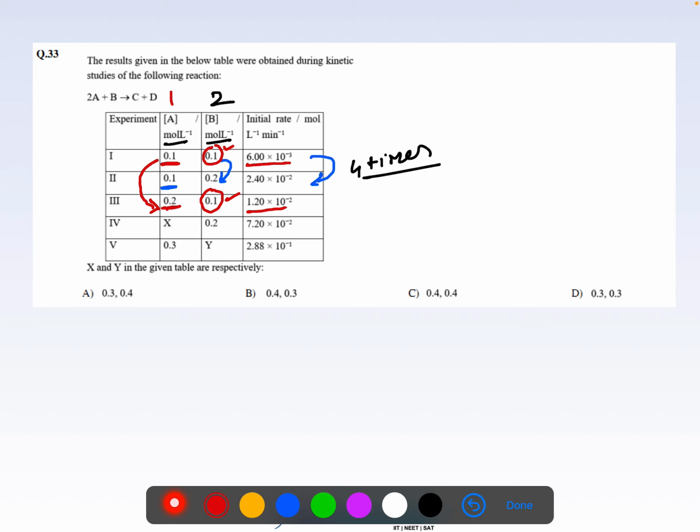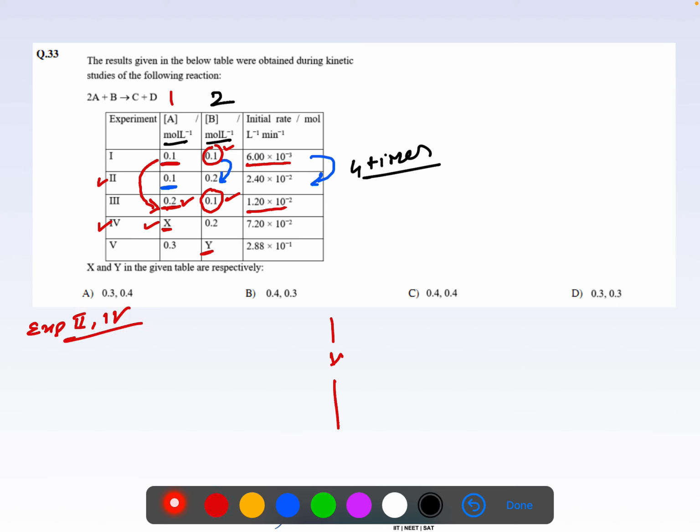From this we have to find the values of X and Y, these two. So for this I will take the help of the reaction for finding X. Let's take for example 0.2 and 2 and 4. Okay, fine. So if we take experiment 2 and 4.